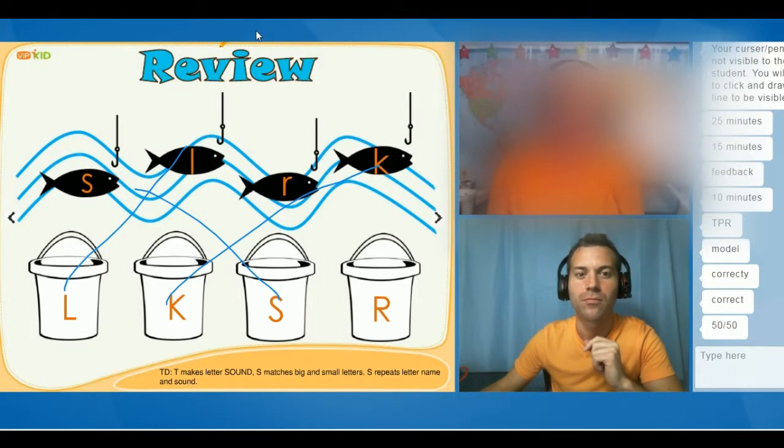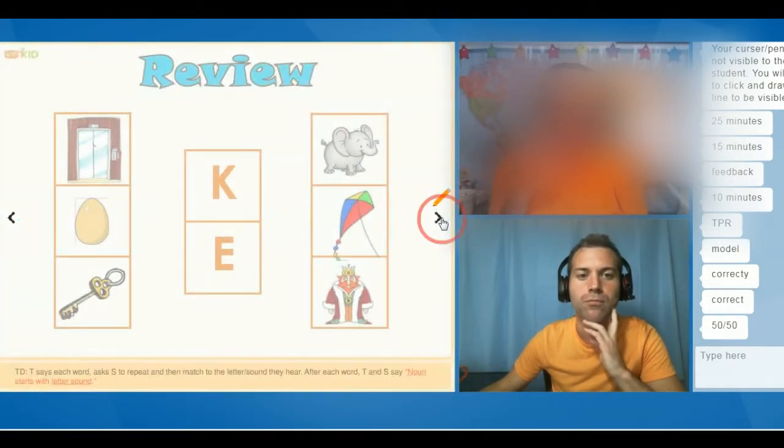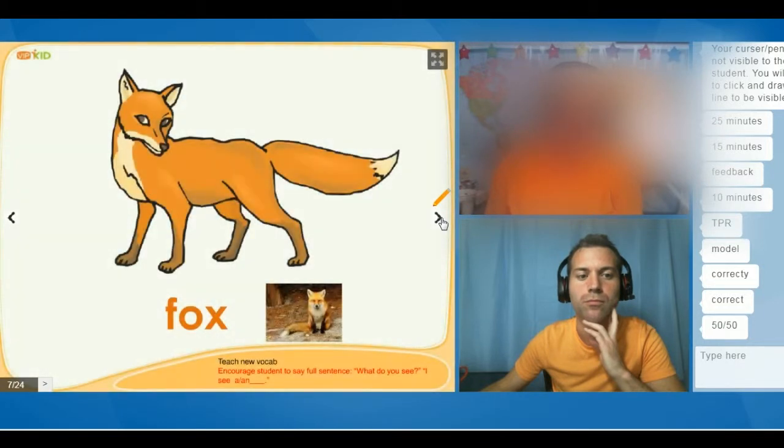I think you would have had time to do that. Just review the sounds quickly with the student, and then move on to the other content. Let's look at the Fox slide, which was 7.